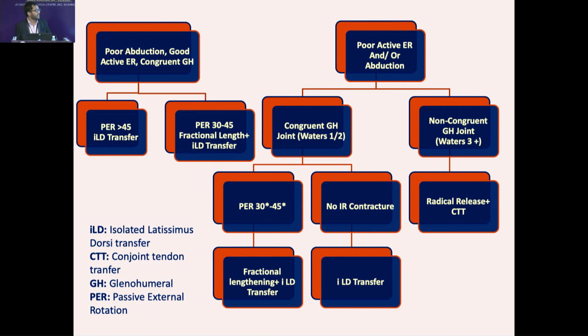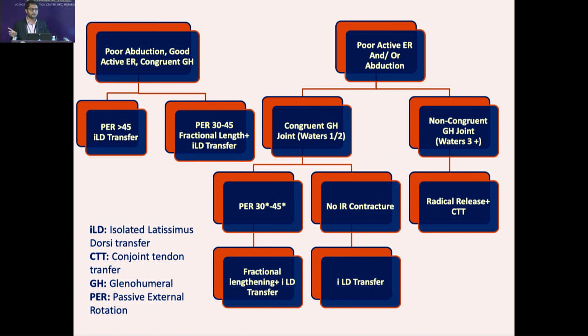So these are 5 different clinical presentations. If a child has poor abduction and a good active external rotation, we look at the glenohumeral joint, and most of them have a congruent glenohumeral joint. We look at the external rotation range. If it is more than 45, we just recommend an isolated latissimus dorsi transfer. When it is between 30 to 45, we recommend a pec major fractional lengthening with isolated latissimus dorsi transfer.